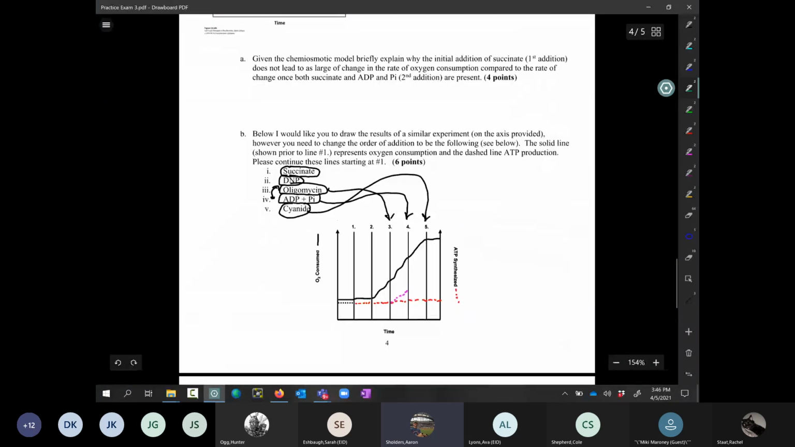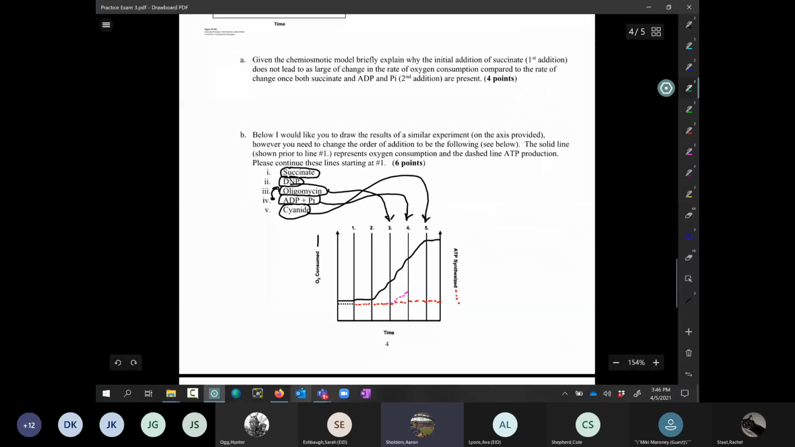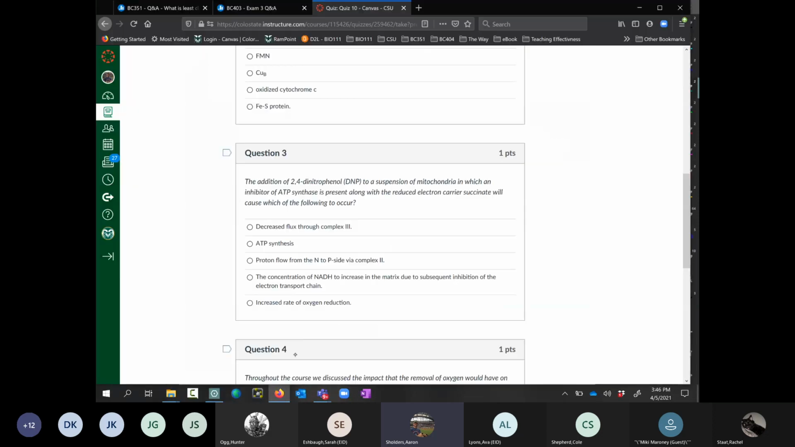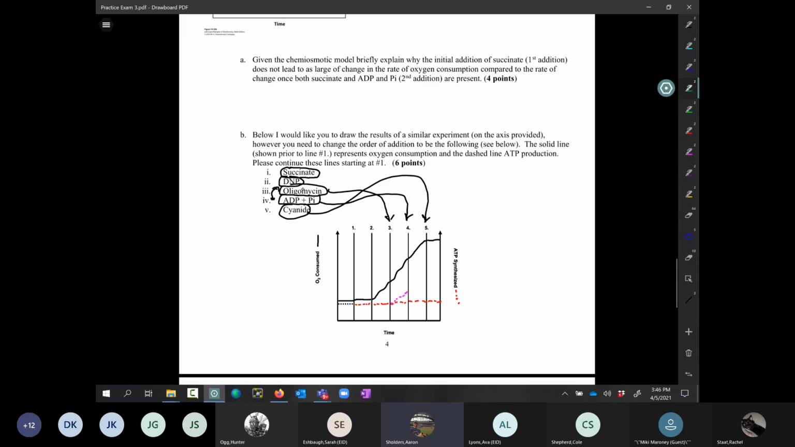So what it's saying is this. The infusion of, let me go back to this question. The infusion of DNP to a suspension of mitochondria in which the inhibitor of ATP synthase is present along with a reduced electron carrier succinate will cause which of the following? Okay, so essentially what we're saying is this. You would have your order of addition.